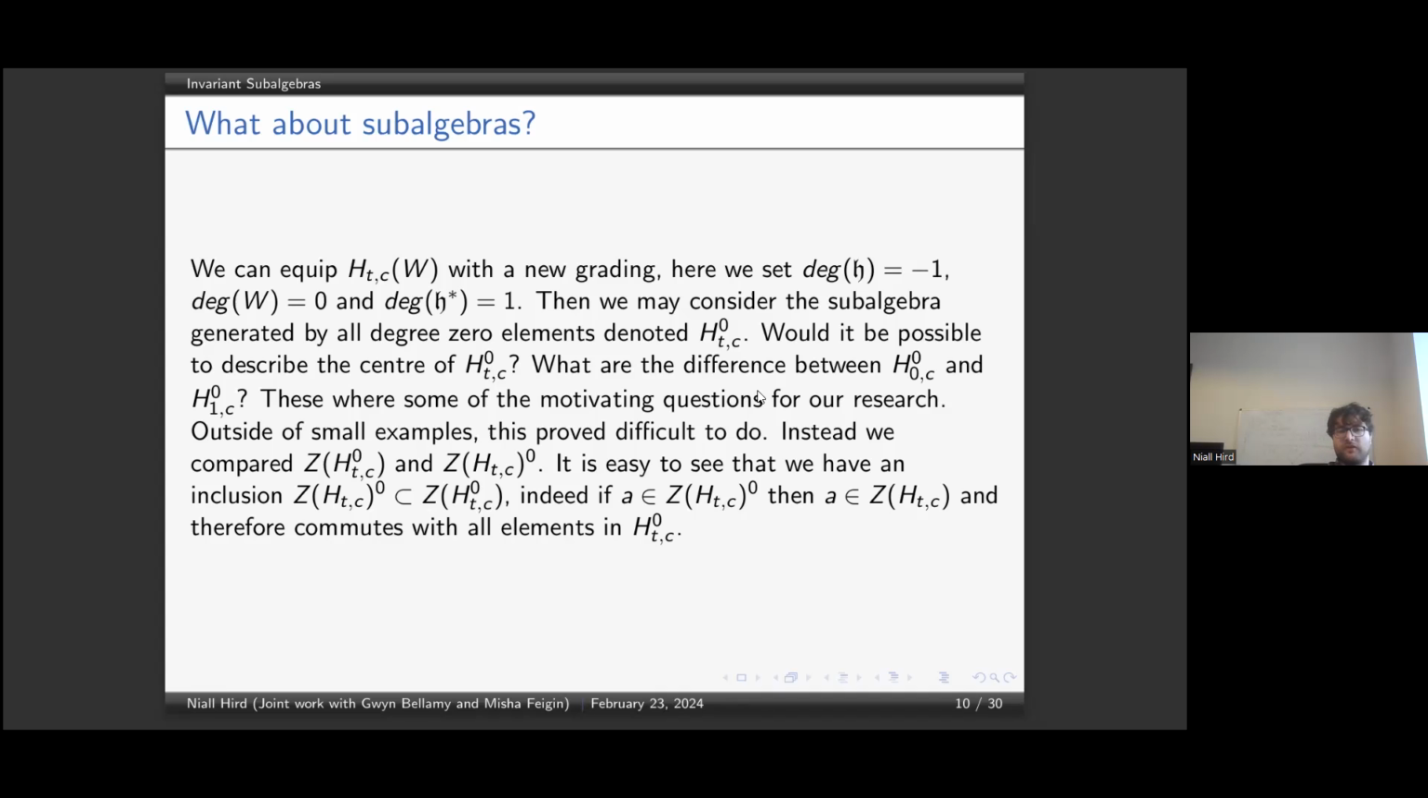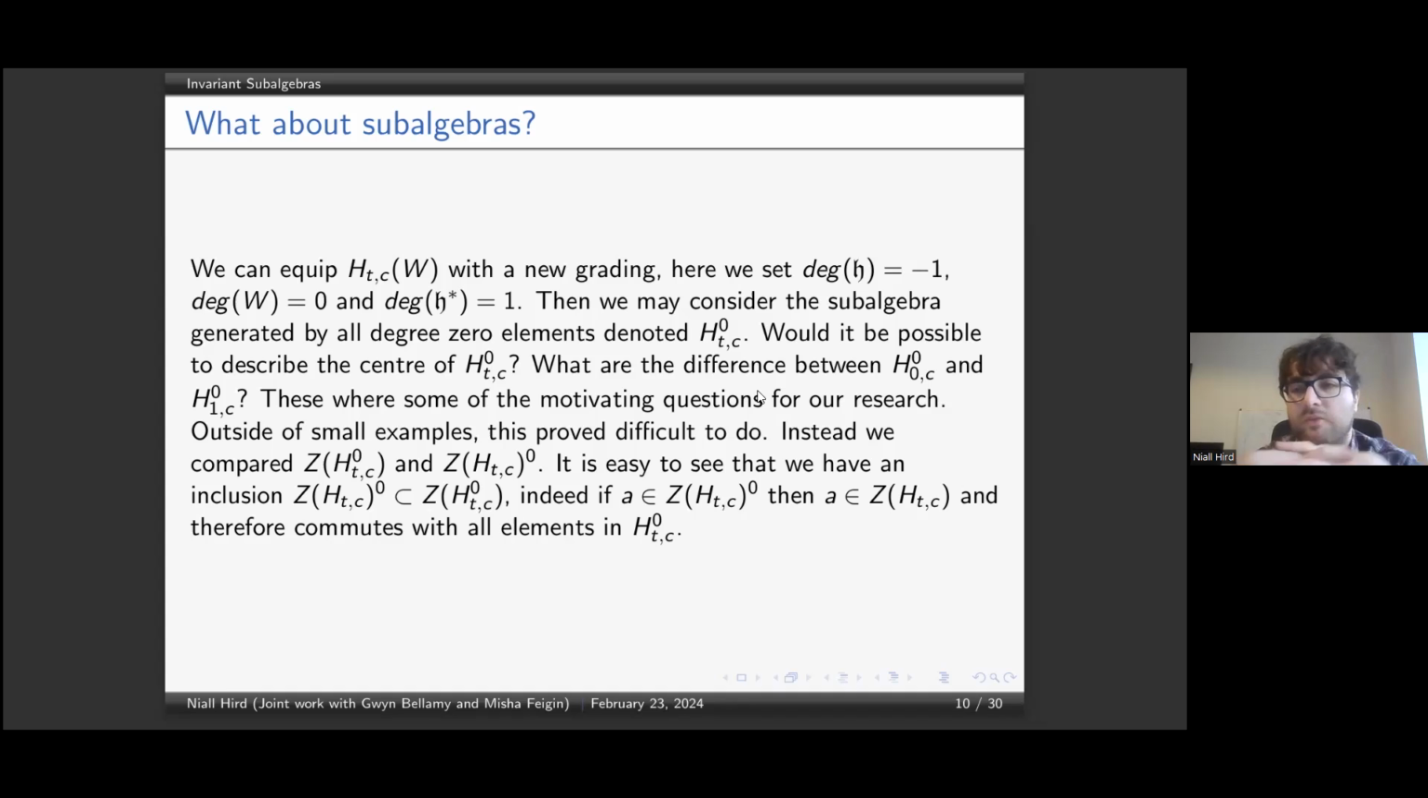So the first one we considered, we got by coming up with a new grading. So we set the degree of H to be -1, the degree of W to be 0, and the degree of H dual to be 1. H, remember, is just the space that the group is acting on. Then you can consider the subalgebra generated by all degree 0 elements. So in the PBW filtration, this is just the even degree elements. But it's simpler in this notation.